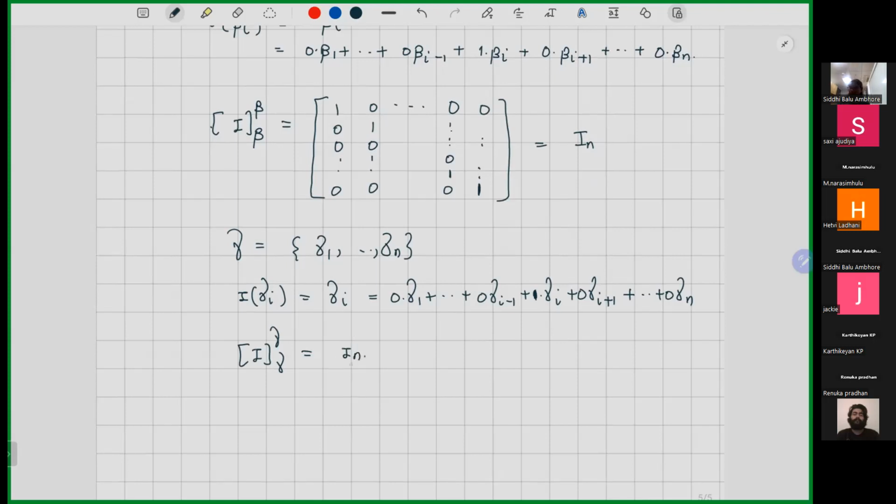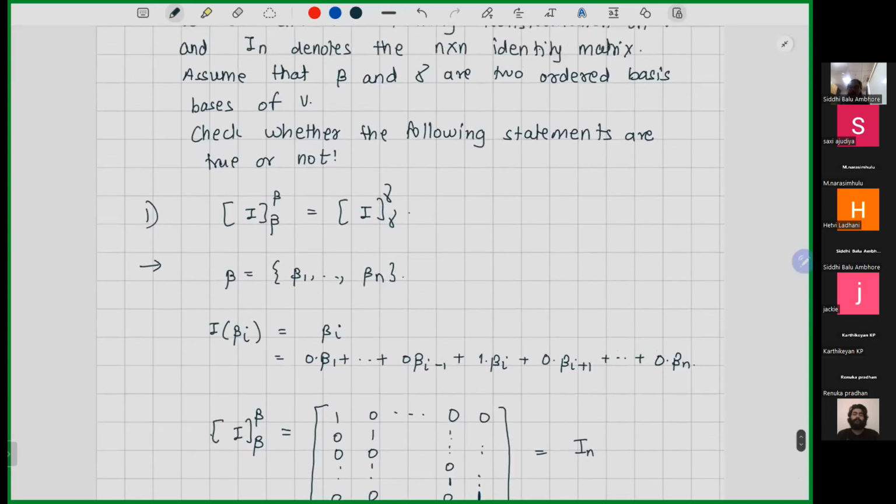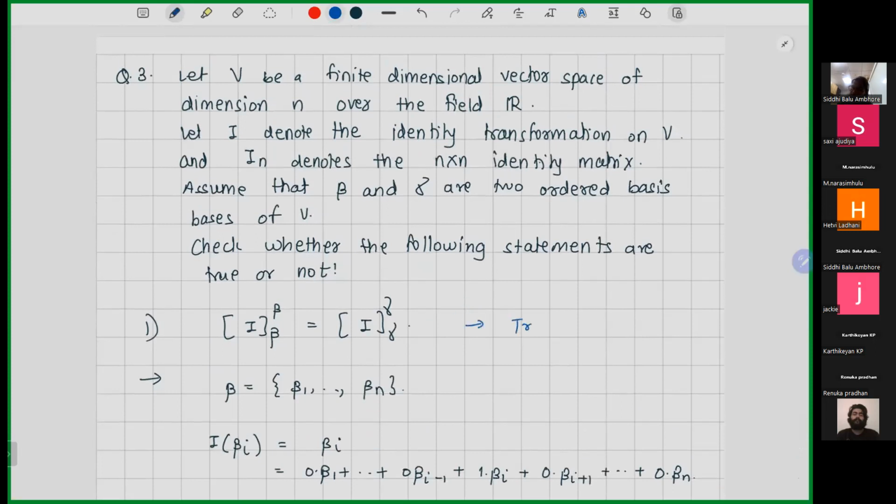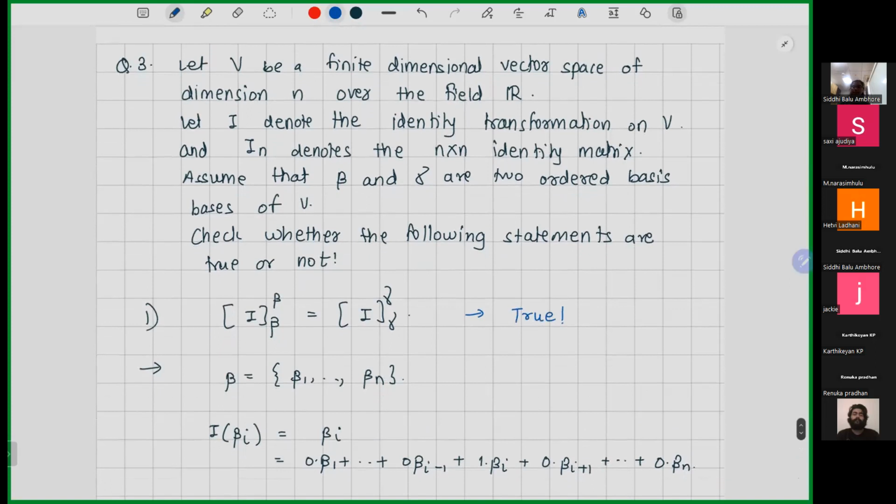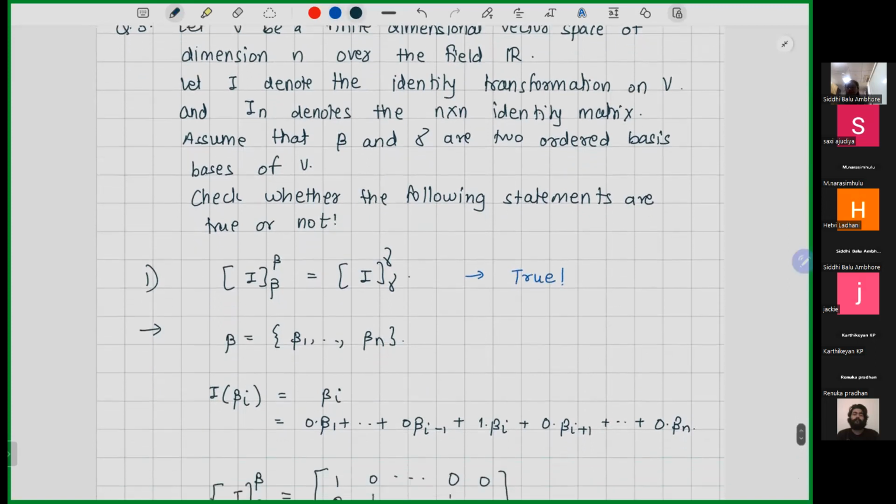So give me any basis, and if I consider that basis on both domain and codomain, the corresponding linear transformation matrix will be the identity matrix. So what I get is that I of beta beta, the linear transformation matrix corresponding to beta, and that corresponding to gamma, are actually the identity matrix, and this is true for any beta, gamma, or any basis of V. So any doubts here? This statement is true. Any doubts here, like how everything is following?